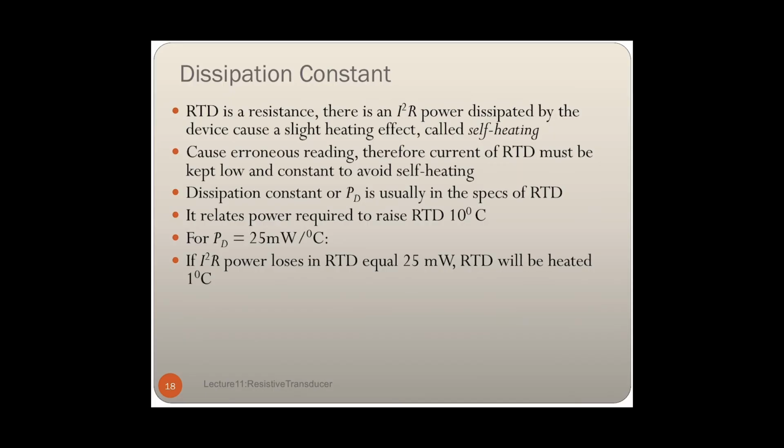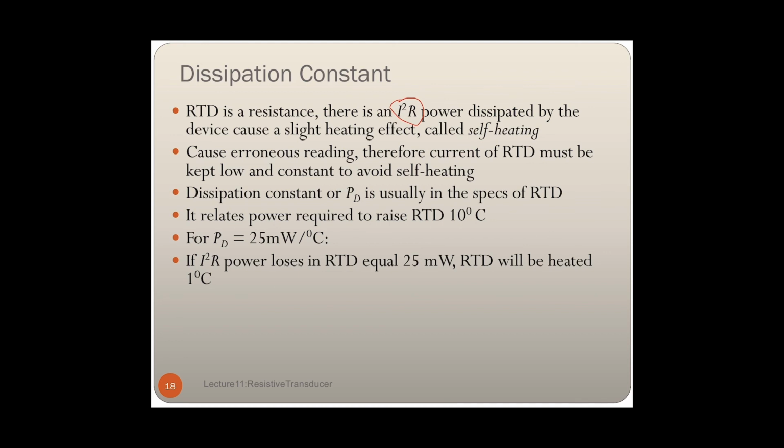In resistive transducers, we have to consider a phenomenon which is called self-heating. This self-heating occurs due to the power that is dissipated from the device. It means that the RTD has a temperature increase by itself. Due to this, it will cause an error in the sensor's reading. The power that is dissipated can be calculated using this equation. It depends on the current and resistance value. By keeping the current low and constant, we can avoid self-heating.